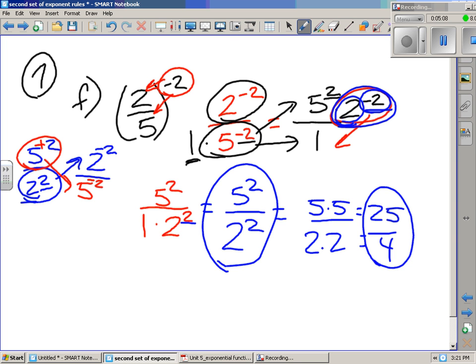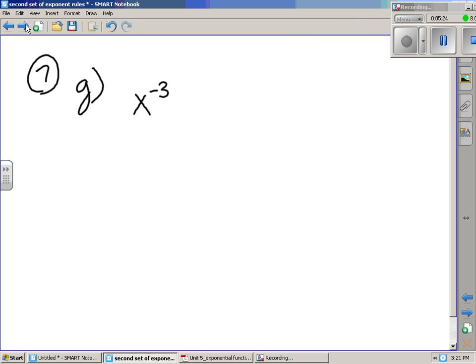If it was positive originally, it becomes negative. So it's 2 to the negative second over 5 to the negative second, which is what we had originally. So you can go either direction. When you flip, you change the sign. If it was originally positive, it becomes negative. If it was originally negative, then it becomes positive.